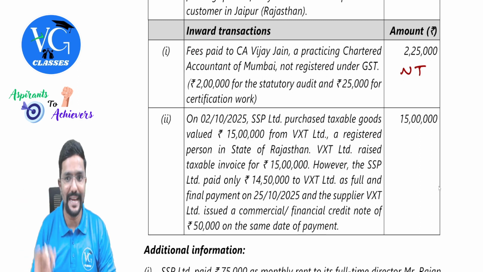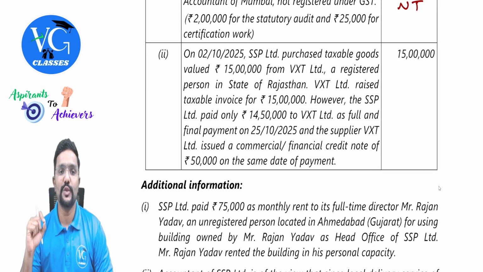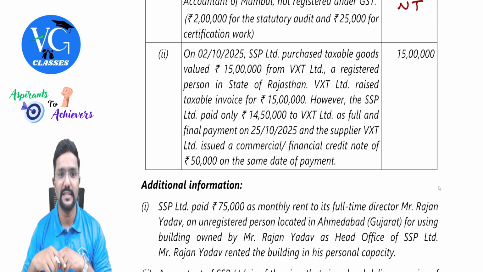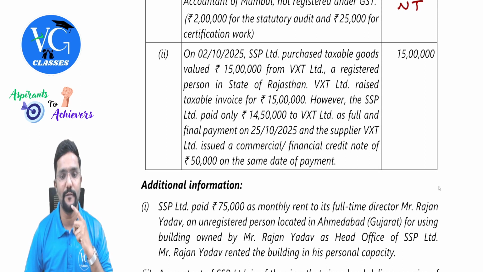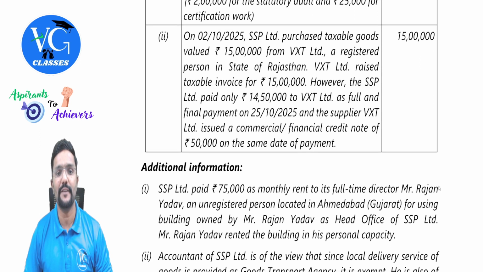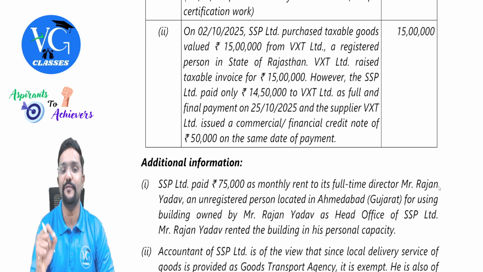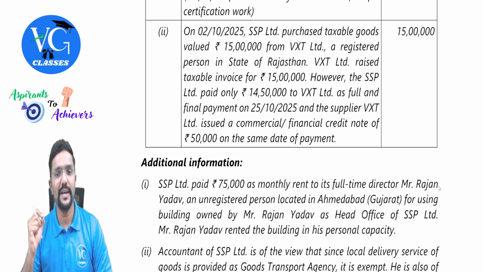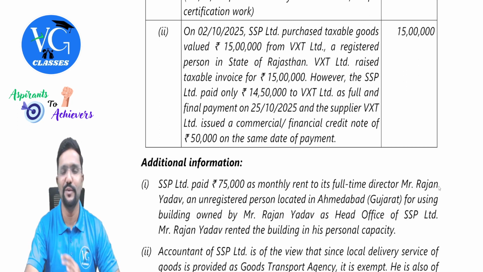Next, NT stands for not taxable. Okay. Next, second one. On 2nd October 2025, SSP Limited purchased taxable goods valued 15 lakh from VXT Limited, a registered person in the state of Rajasthan. VXT Limited raised taxable invoice for 15 lakh. However, SSP Limited paid only 14 lakh 50,000 to VXT Limited as full and final settlement on 25th October 2025. And the supplier VXT Limited issued a commercial or financial credit note of 50,000 on the same date of payment. So this is also inward supply.